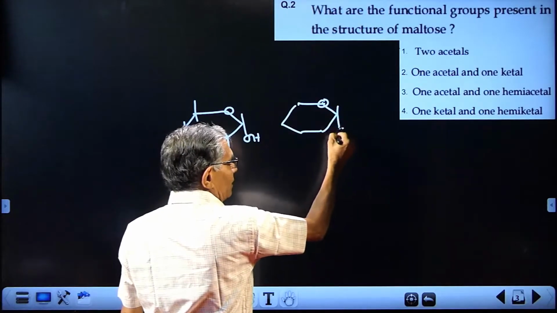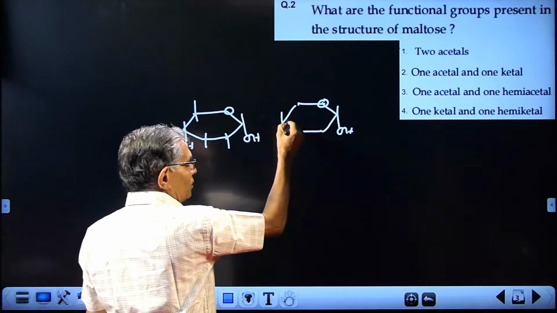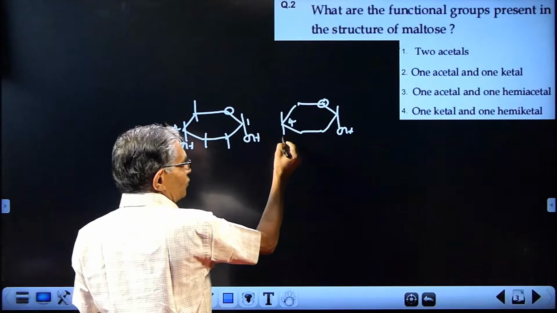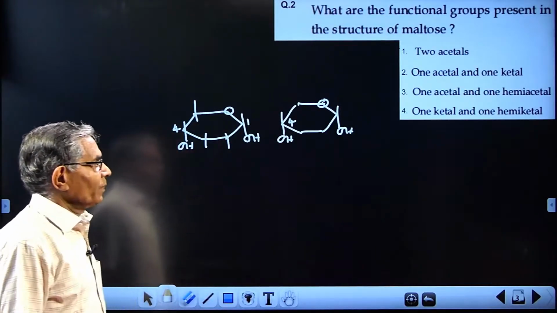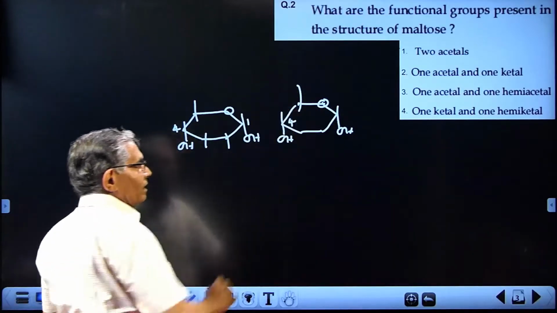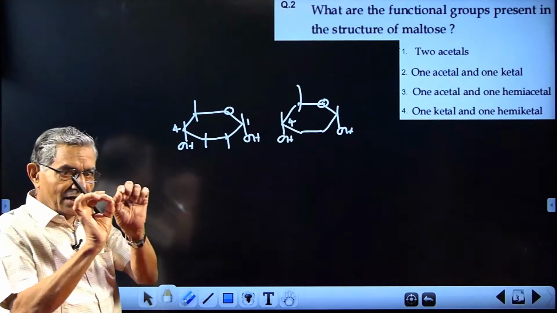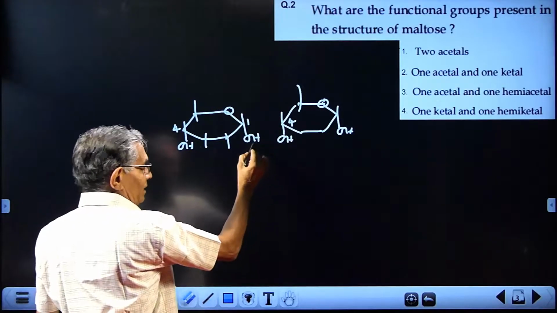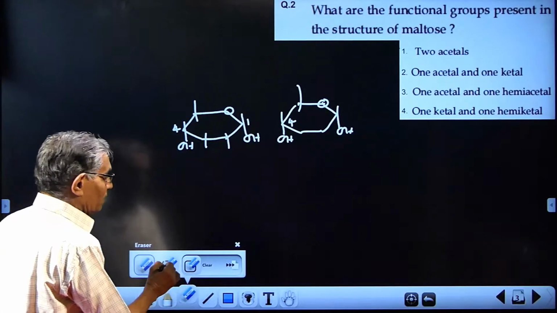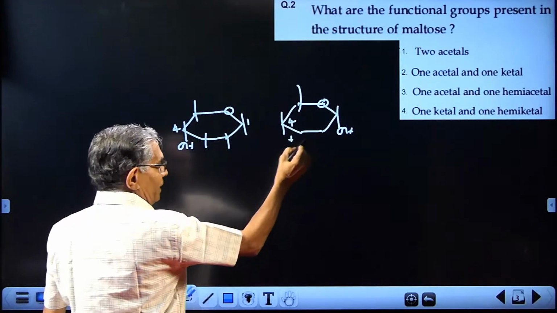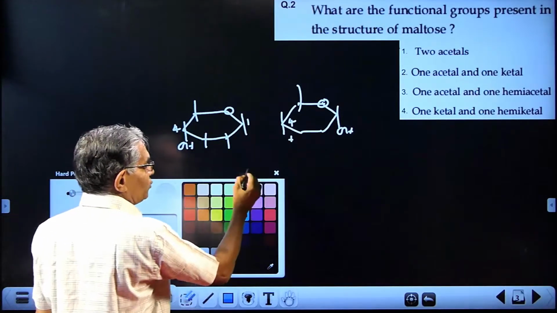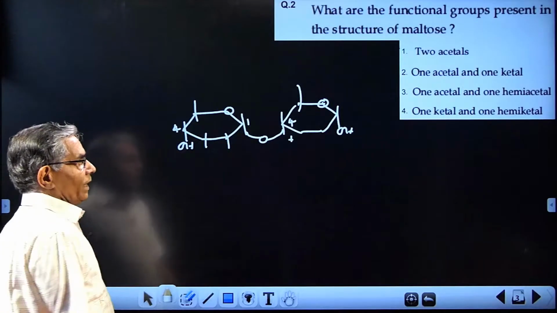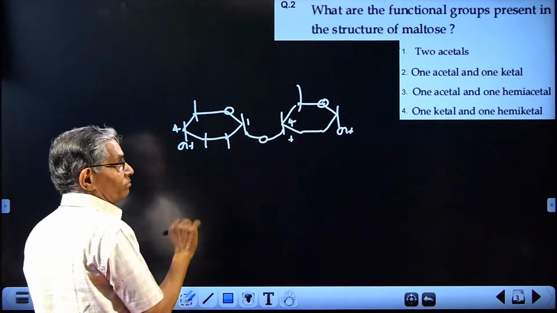Oxygen here, anomeric carbon. This will be the 4th carbon. This is 1, this is 4, this is 4. And here also there is an OH. So when 2 glucose units are joined by a glycosidic linkage, here water is eliminated, and after elimination of water, this bond becomes oxygen here. This way it goes. And what is an acetal group?